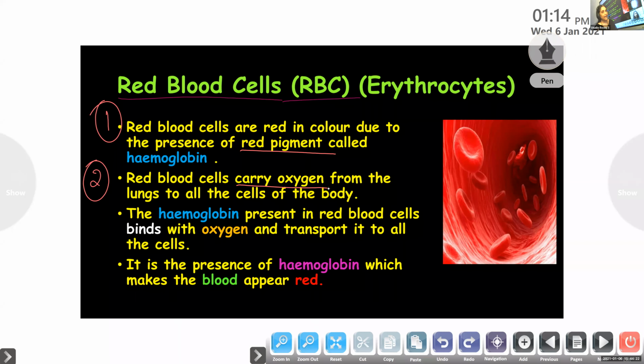RBC. Okay, blood as a whole is carrying. Who is helping that blood to carry this? RBC. Got it? Is it clear? Yes. Do you have any doubt? No, ma'am.